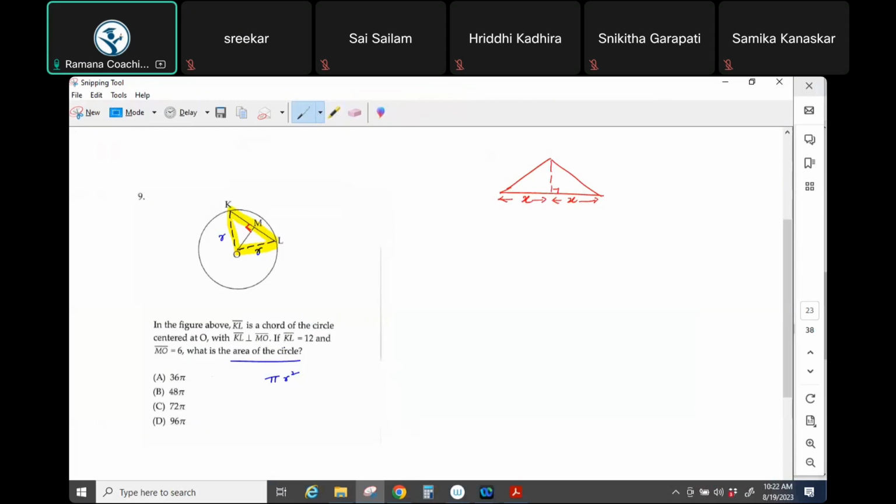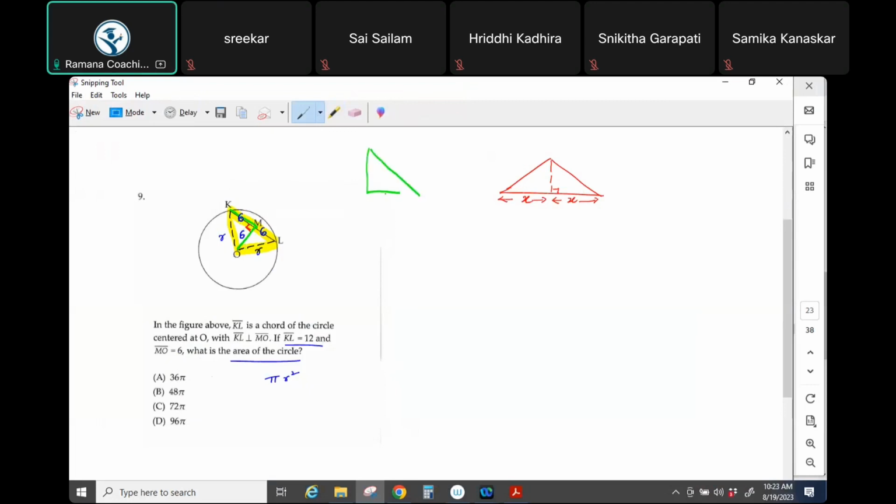He said KL is how much? 12. That means this would be how much? 6. Now, he said MO is 6, right? So don't you see another isosceles right triangle where two legs are equal and there is a 90 degrees? That means what is an isosceles right triangle?